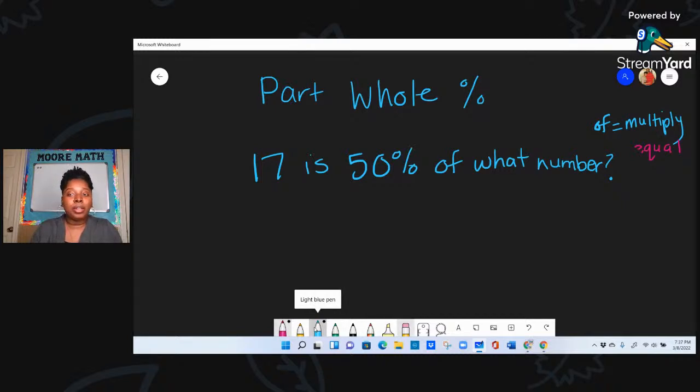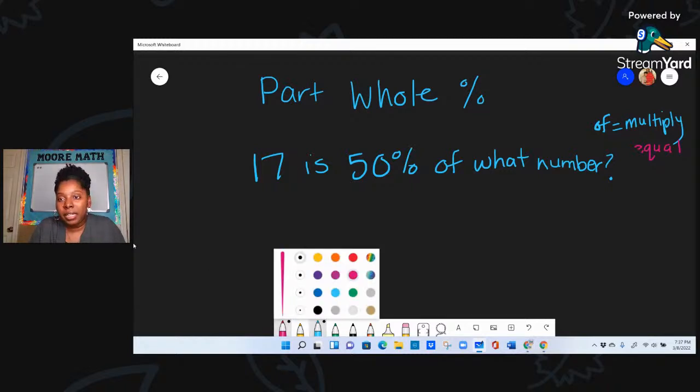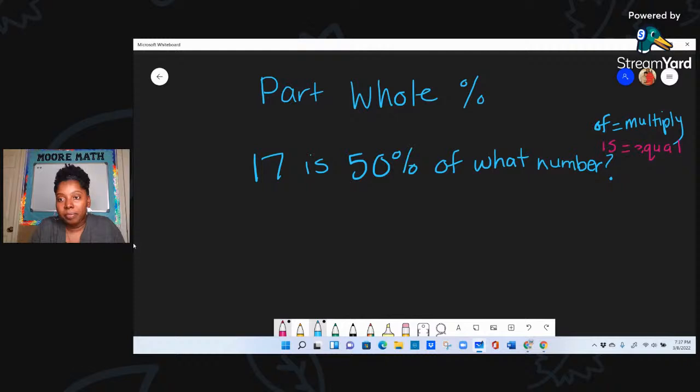So let's go to our keywords. Of means multiply. Is, it got cut off a little bit. Is means equal. Okay, so let's follow the words. 17 equals 50% of means multiply. What number? X. I don't know what it is, so we're going to put X. When you see what number, I don't know, put an X.